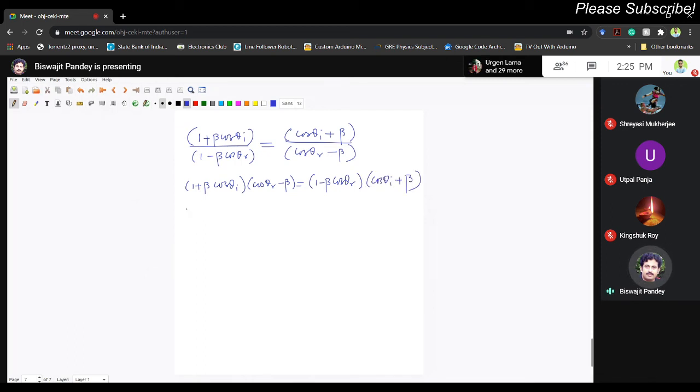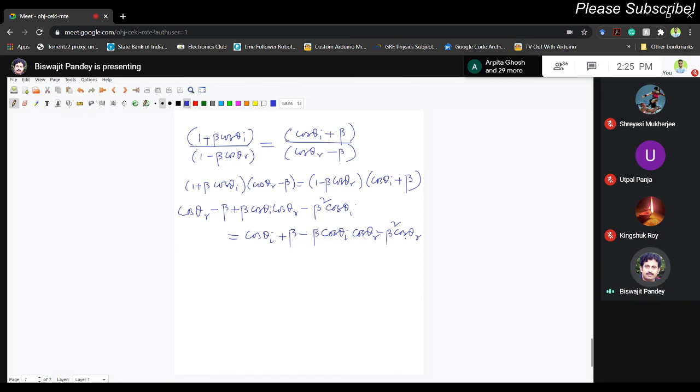Just simplify, multiply them. This is cos theta r minus beta plus beta cos theta I cos theta r minus beta square cos theta I, equal to, again multiplying, cos theta I plus beta minus beta cos theta I cos theta r, and the last term is beta square cos theta r.